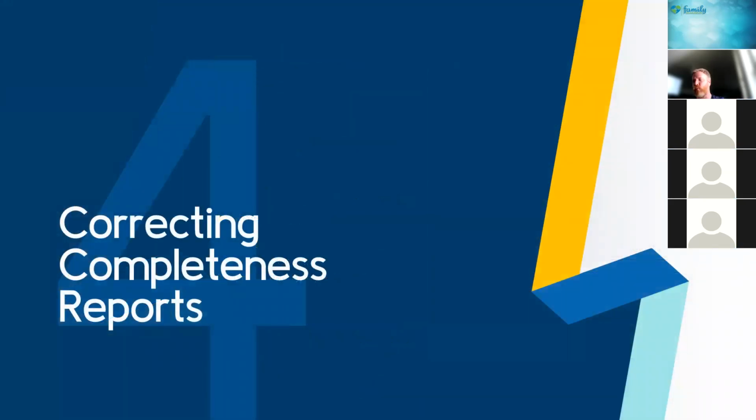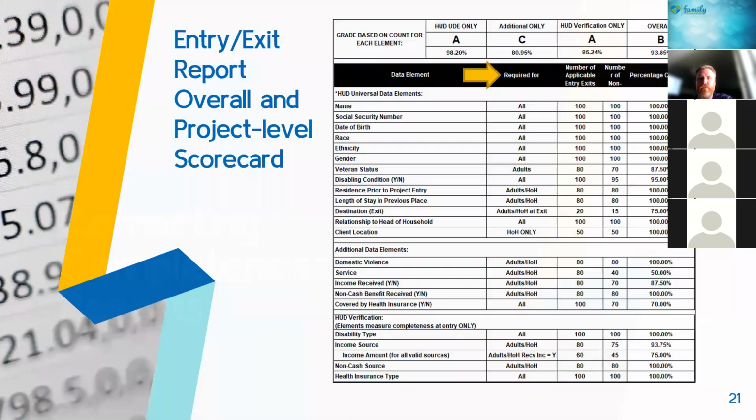So now we're going to talk about what I really wanted to get to, which is correcting the completeness reports. This is what's probably going to take the longest time just because this is where the bulk of our information is coming from and what we need to do with these reports. So if you've seen the reports, this is your overall scorecard. There's one for the agency, which includes all the projects that you included in the report. And then there's a version of this that's broken out by each specific project.